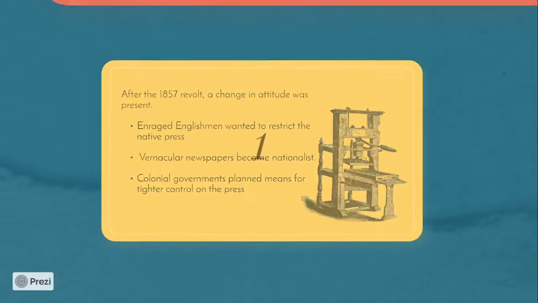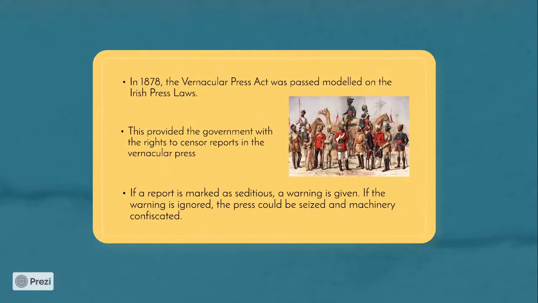The Vernacular Press Act, which was modeled after the Irish press laws, was passed in 1878. It gave the government broad authority to restrict articles and commentaries published in the local press. The government began regularly monitoring the provincially published vernacular publications at this point. When a story was determined to be seditious, the newspaper was warned, and if the warning was disregarded, the press might be seized and the printing equipment taken.